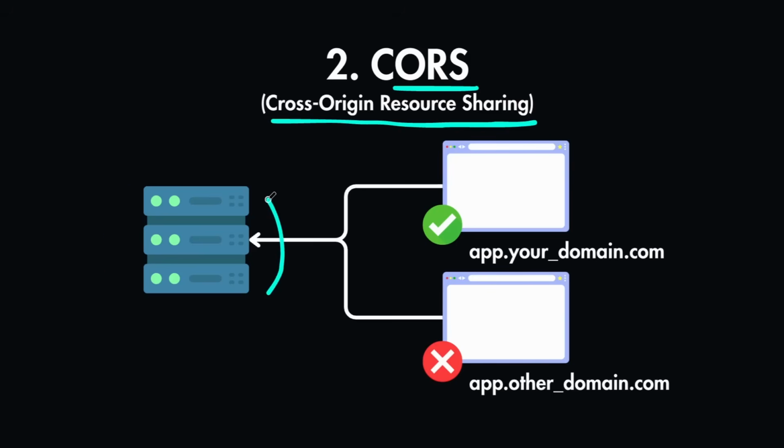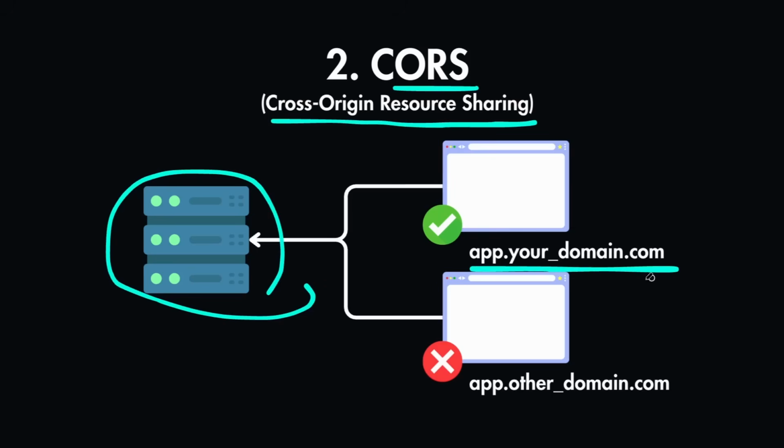For instance, if your API is only meant to serve your front-end app, which is at app.yourdomain.com, then only requests from this source should be allowed. If anyone else sends you a request like app.anotherdomain.com, then you should block this request and not allow them to use your API for authenticating or using any of its data.